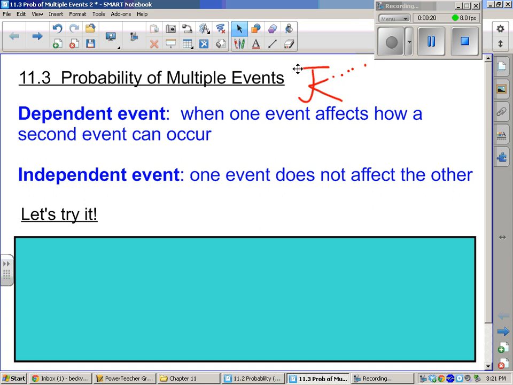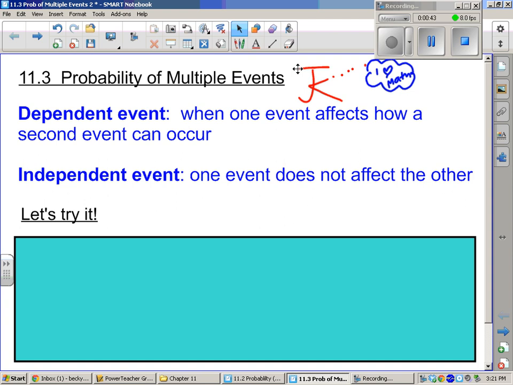11.3 probability of multiple events. Okay, meaning more than one. I heart math. Yeah, baby. Okay, dependent event. So one depends on the other. So when one event affects how a second event can occur.